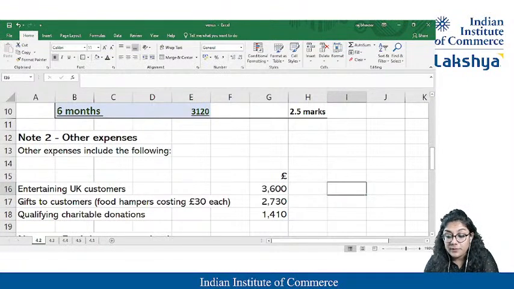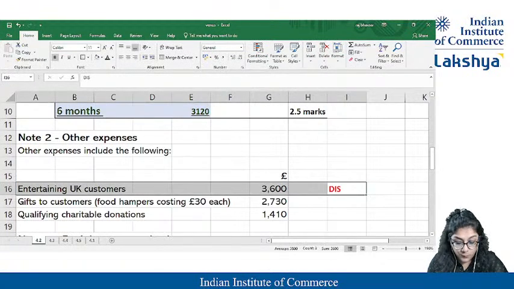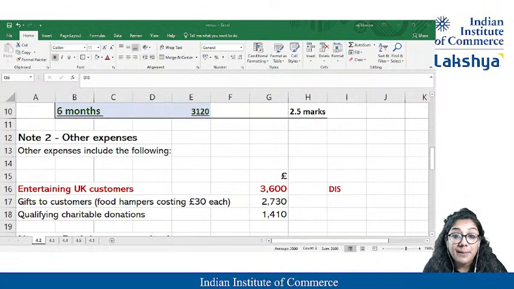If it is disallowed, now guys, what should I do? I need to add it. You remember? Need to add it. Whatever things we want to add, I am booking it in red color. So we will add it. Entertaining UK customers is not allowed. Entertaining UK customer is disallowed.